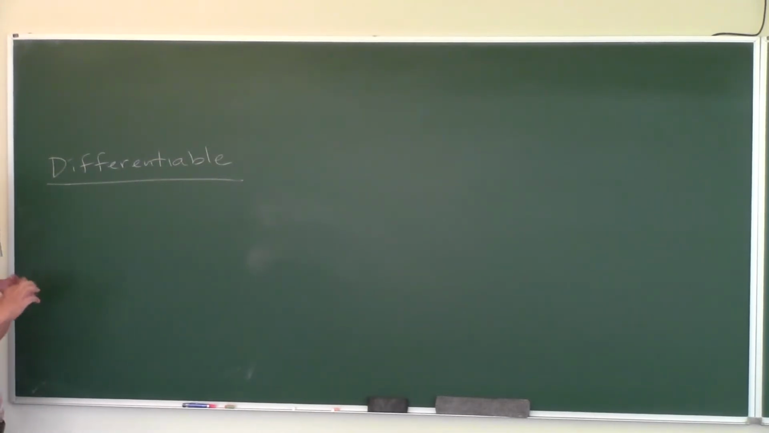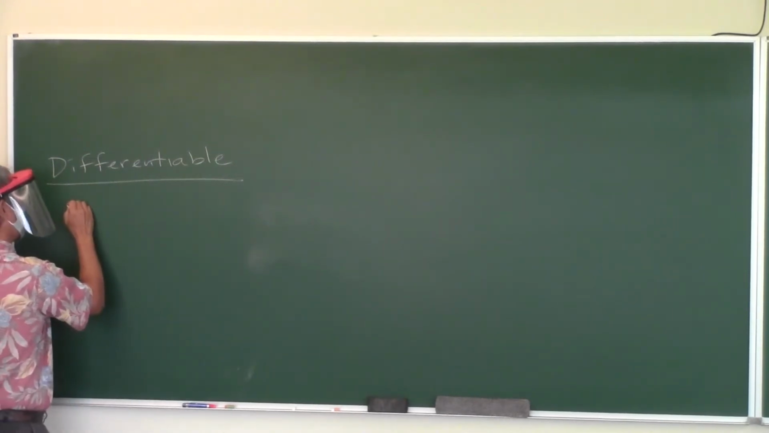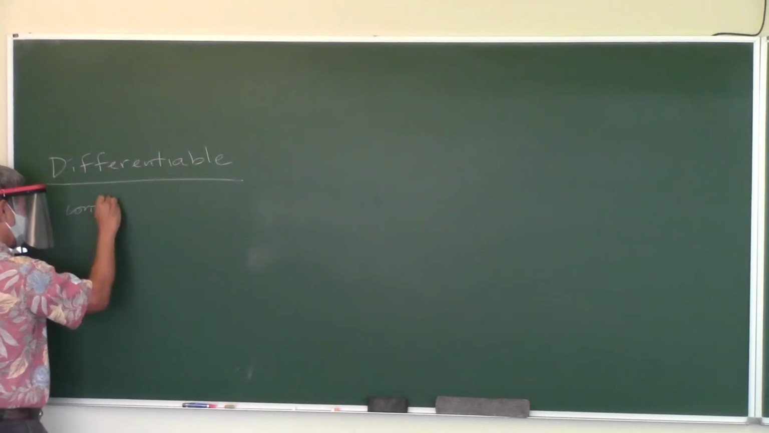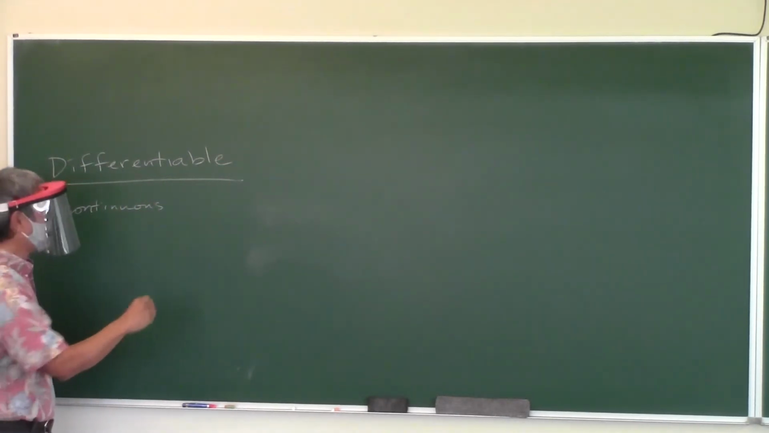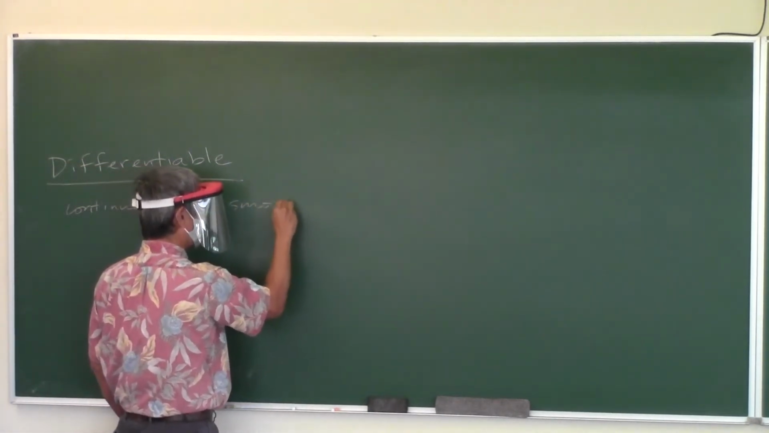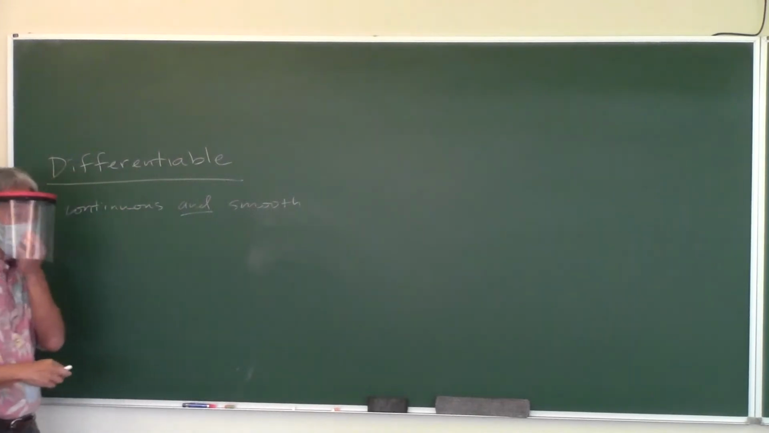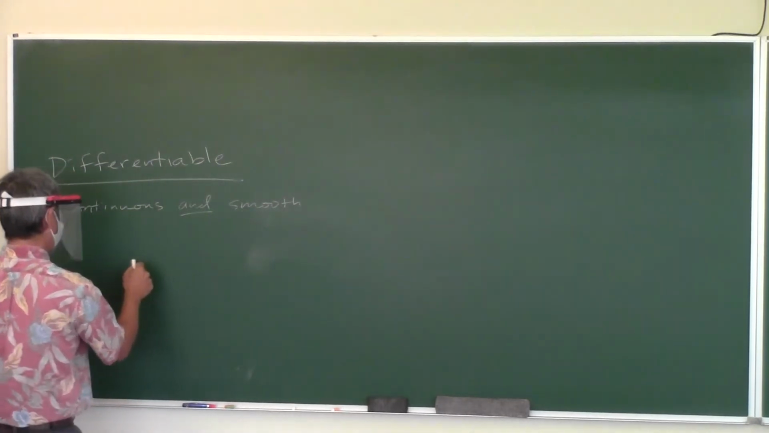So I guess the layman's way of saying differentiable means a function is continuous, and we know what that means, right? There's no breaks in it, and it has to be smooth as well. In other words, there's no sharp points in it. So if you look at number 1 in tonight's homework, if I give you a graph, you should be able to tell me if it's differentiable or not.